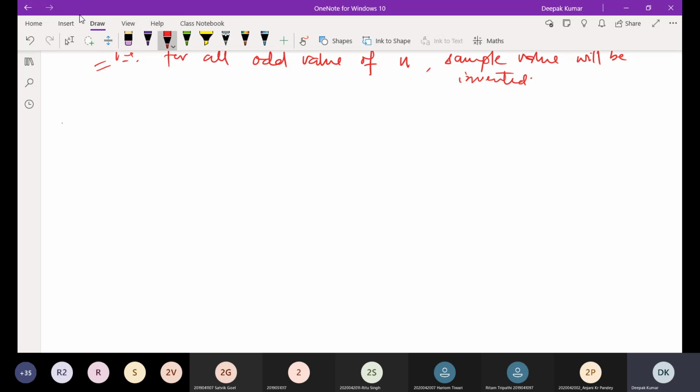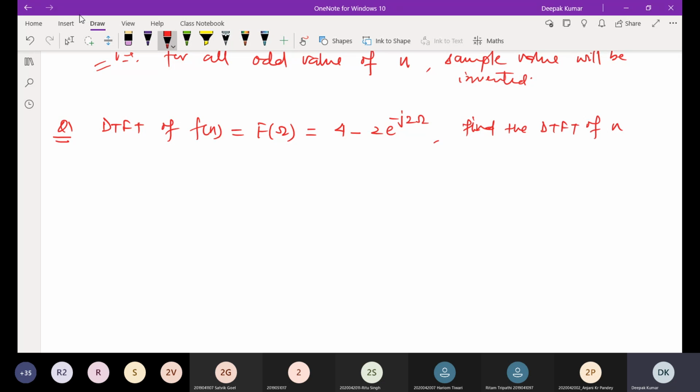Now again, see another question. The discrete time Fourier transform of f of n is equal to F of omega, and it is defined as 4 minus 2 e to the power minus j 2 omega. Then find the DTFT of n into f of n minus 2. Here time shifting as well as multiplication in time, those two properties apply here, and try to find the result.